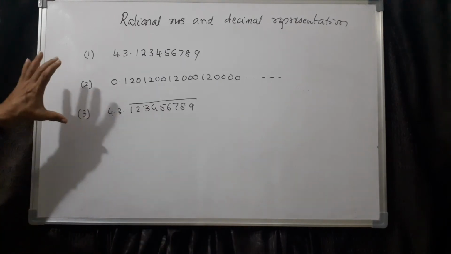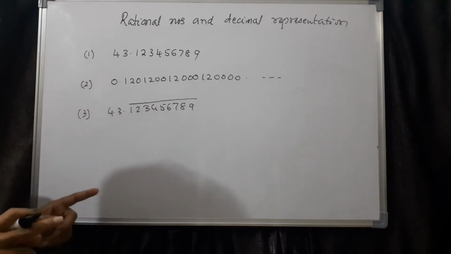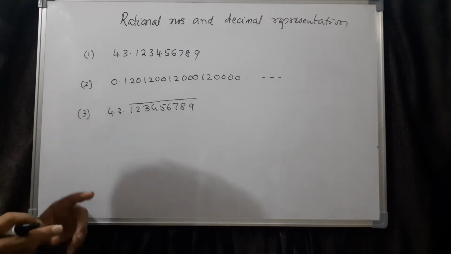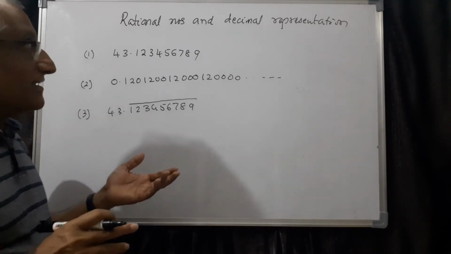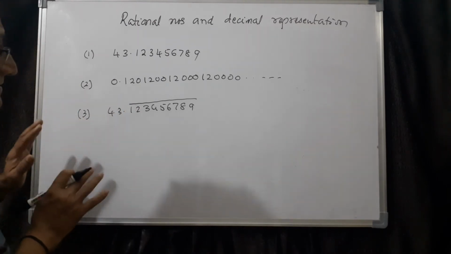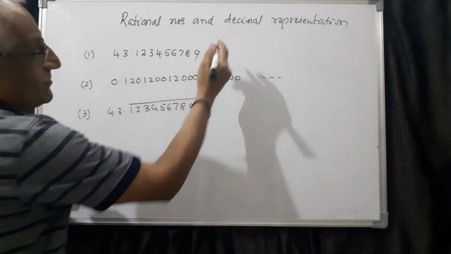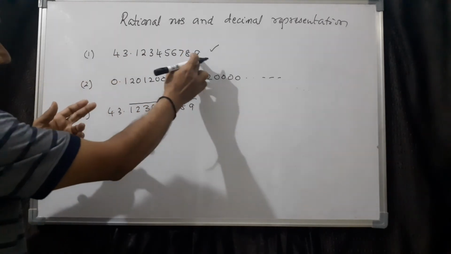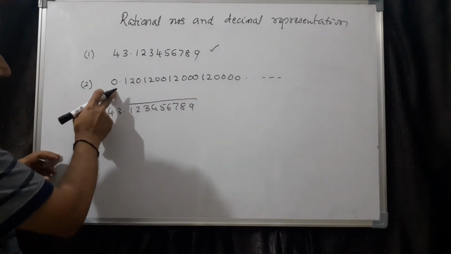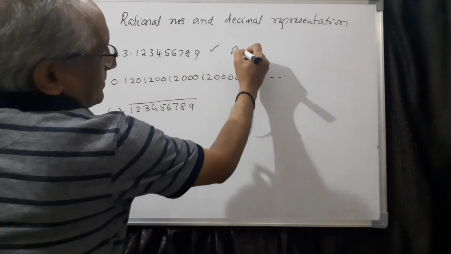The question is this: among these numbers, which is rational, which is irrational? And among the rational, which is terminating and which is non-terminating? The expression itself is given, but we can answer this. The first one is definitely terminating. It is very evident, at this point it stops. So this is definitely a rational number, no doubt.